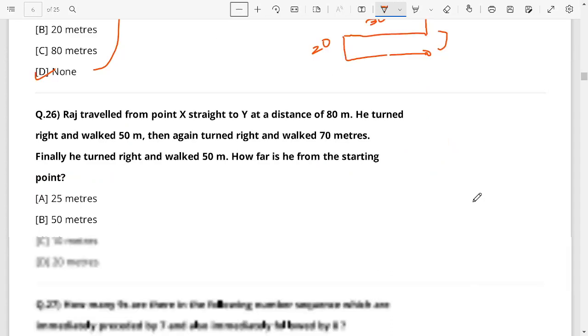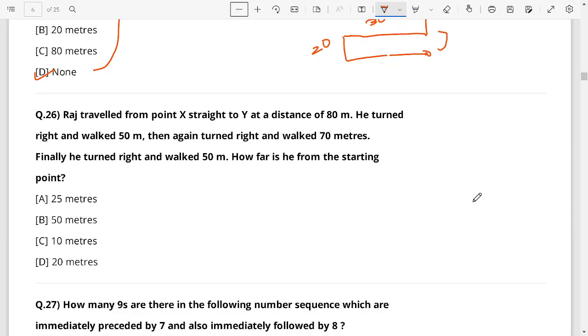Again, we have a question from distance. Look at the question here. Raj traveled from point X straight to Y at a distance of 80 meters. He turned right and walked 50 meters. Let me draw for your understanding. Look at here. Let us say this will be the initial point. So he traveled from point X straight to point Y, which will be the 80 meters distance.